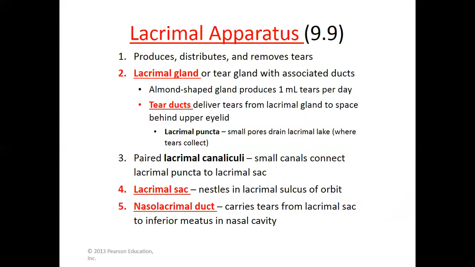And the lacrimal apparatus is basically a group of structures that either produce tears, move tears, or drain tears to or from the eye. So the lacrimal gland is where tears are produced. They're sent to the eye and delivered to the eye by tear ducts.